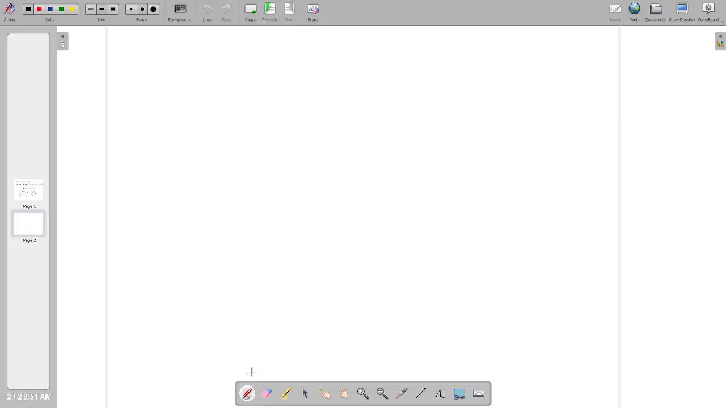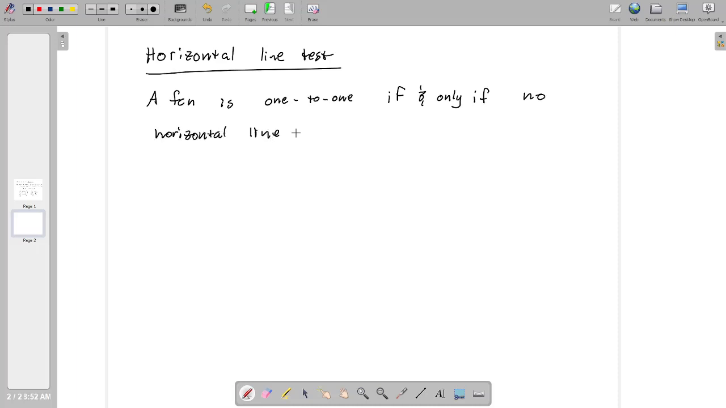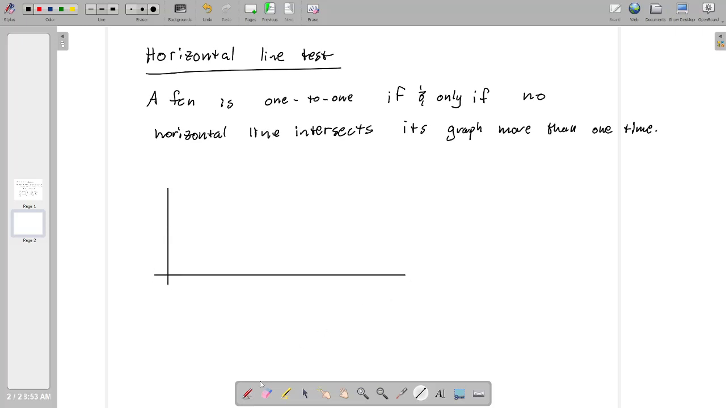So there's a few ways to actually check for one-to-oneness. You can check them algebraically by using two different x values, and we'll get into that in a little bit. But let's start with the graph, because I think it's a bit easier to determine if a graph is one-to-one. What we do is use the horizontal line test. A function is one-to-one if and only if no horizontal line intersects its graph more than one time. Now this will look very similar to the vertical line test, and that's because it is. It's essentially the vertical line test, but for the y values instead of x values.